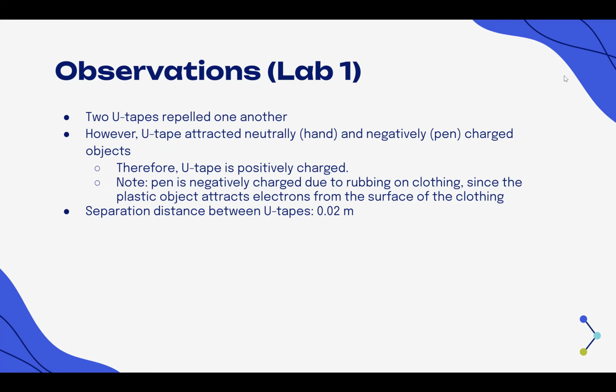The observations from that lab were that the two U-tapes repelled one another. However, the U-tape attracted a neutral hand and a negatively charged pen. Therefore, the U-tape was positively charged, and the separation distance between the U-tapes was 0.02 meters.